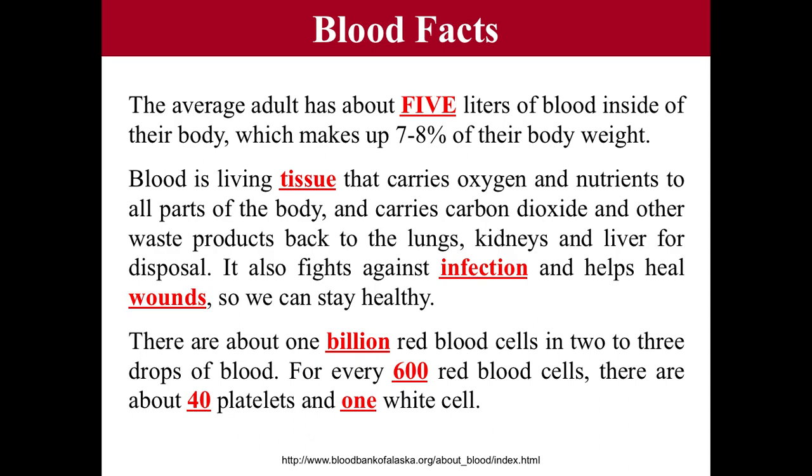Finally, some interesting numbers. There are about 1 billion red blood cells in 2 to 3 drops of blood. So if you think about it, just 2 to 3 small drops of blood contain a billion red cells. And for every 600 of those red blood cells, there are about 40 platelets and white blood cell. So as you can see, red blood cells make up the vast majority. They're the most abundant in our blood. So some interesting facts about blood just to consider as we go through.